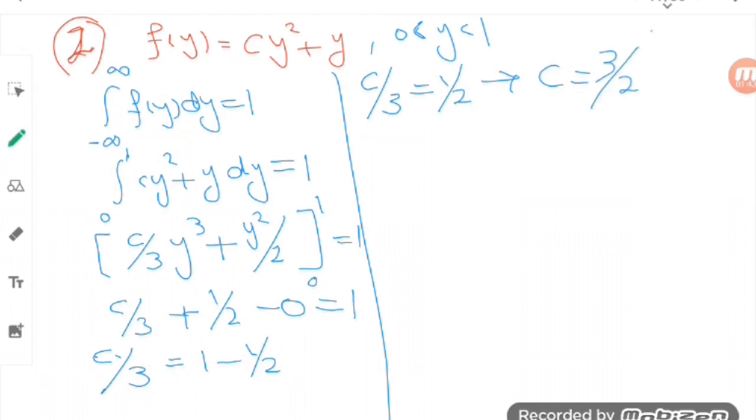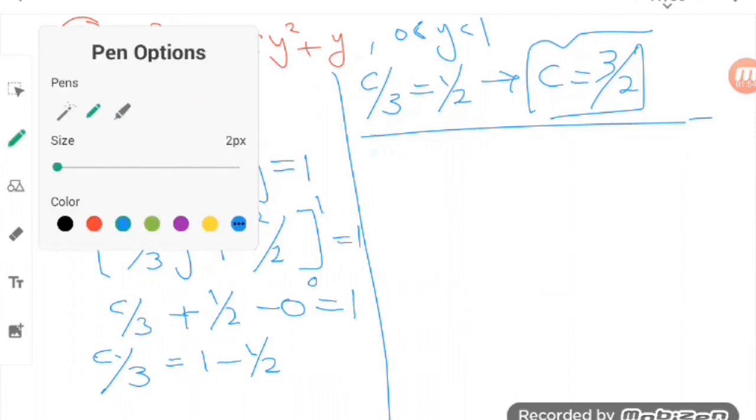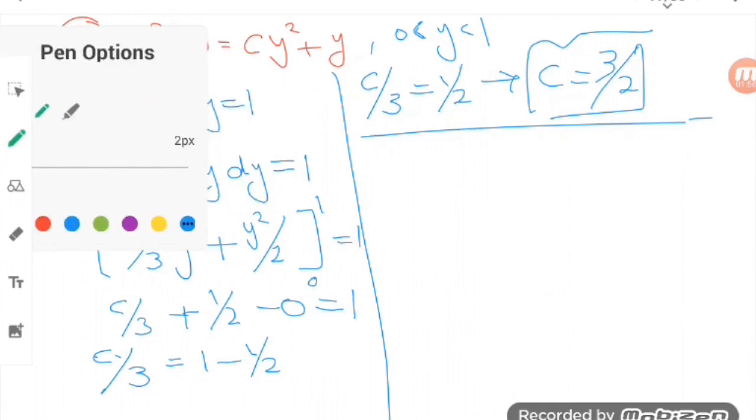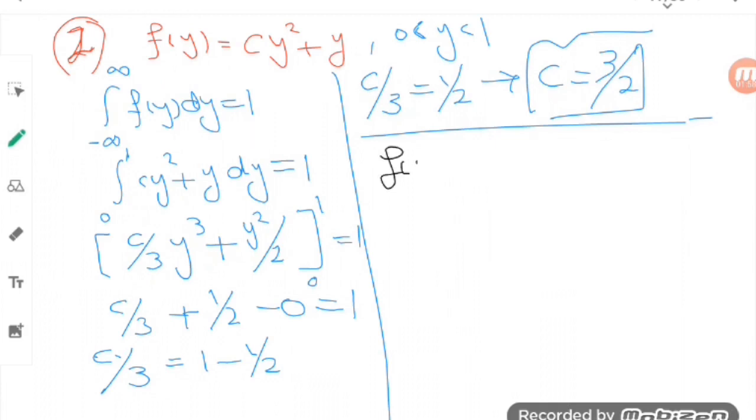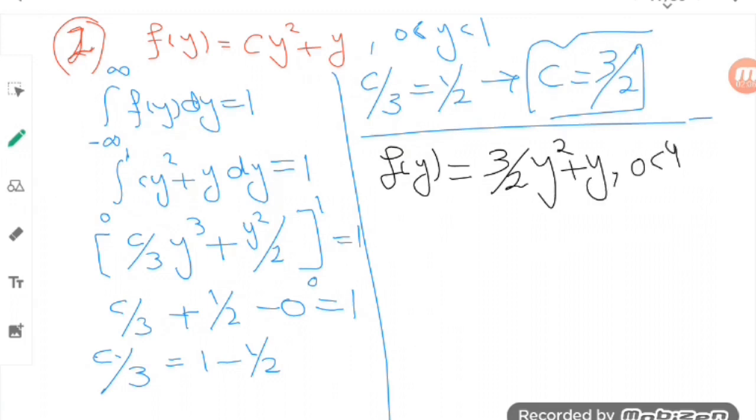And don't forget to rewrite the PDF after writing down the value of C. Then the PDF will be f of y equal to 3 over 2 times y to the power 2 plus y, and y takes the value from 0 to 1. And now move to the next question.